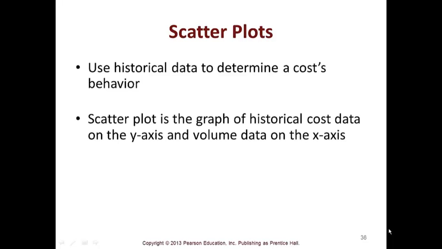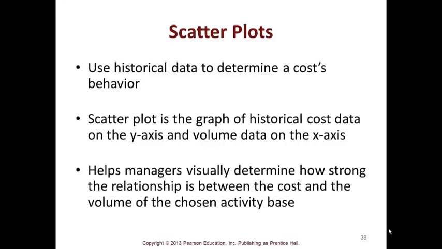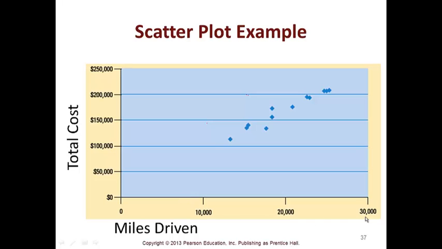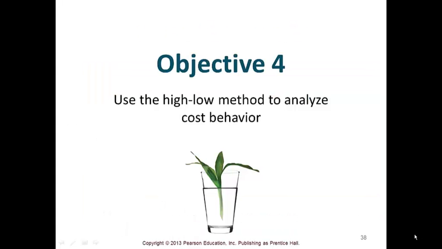So a scatter plot is a graph of historical cost data on the y-axis and volume on the x-axis. It helps managers visually determine how strong the relationship is between costs. Here's an example: miles driven and total cost. You just scatter it along, and then you can see where you could draw a line between it.